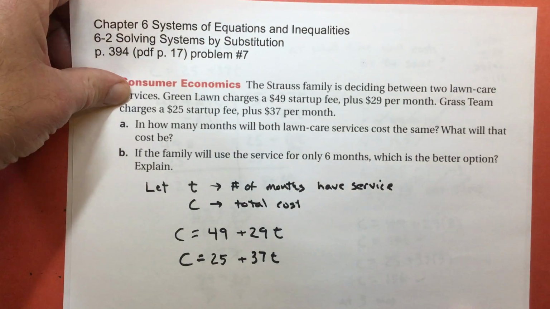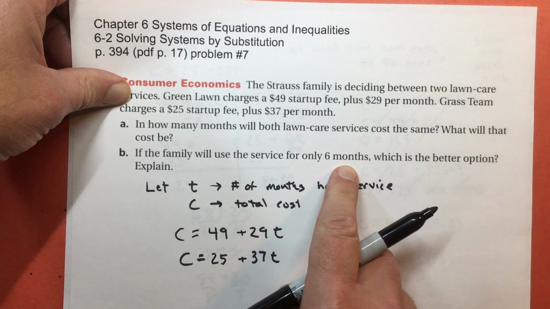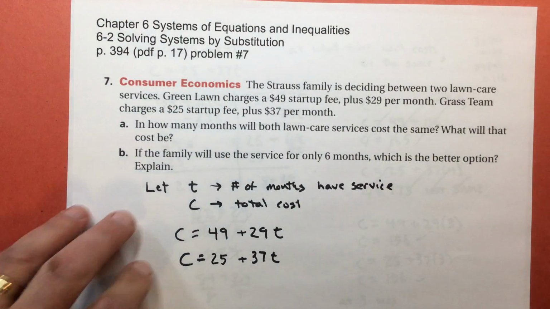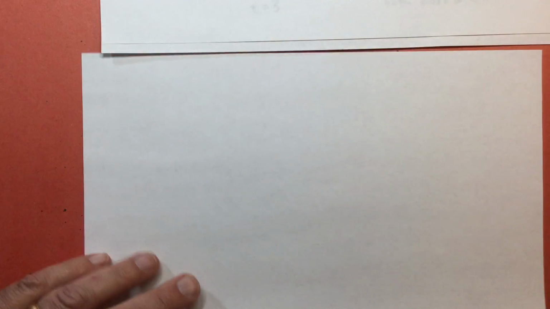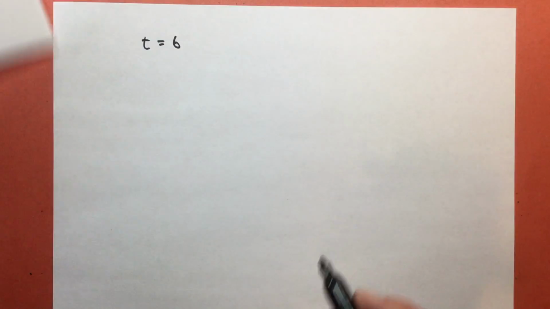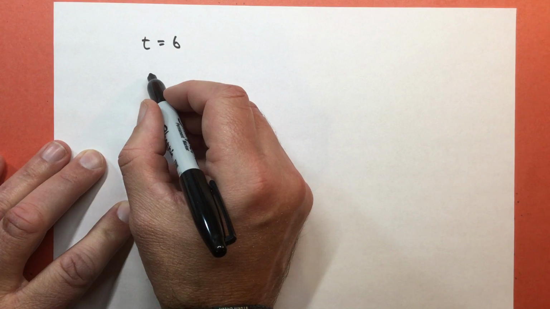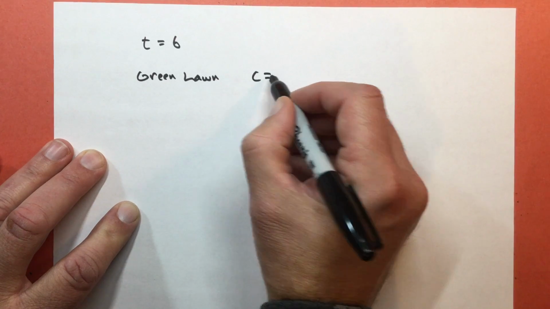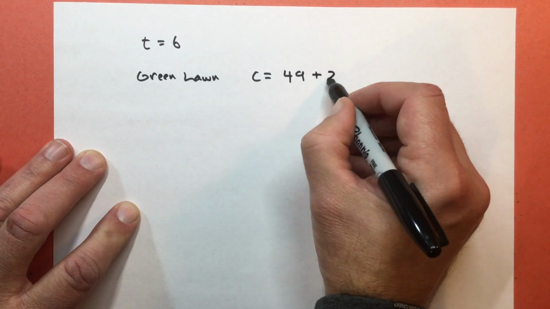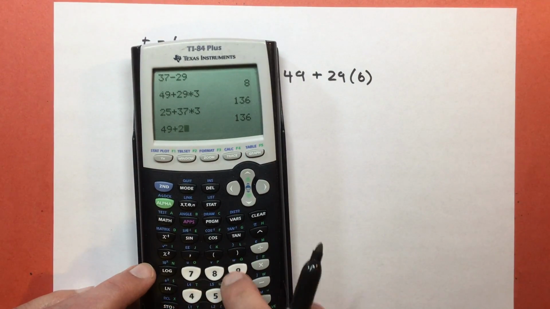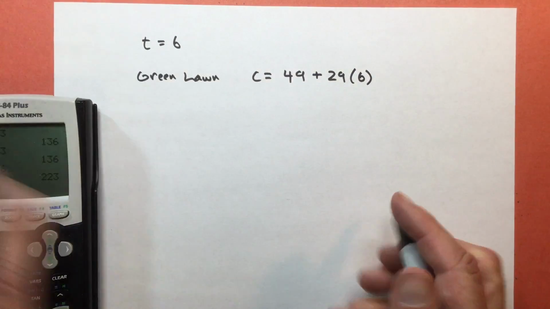Now the other question for this one, part B, says if the family uses the service for only 6 months, which is the better option? So I need another sheet of paper here. So this time, I'm going to say t equals 6 months. So for the first company, which is Greenlawn, the cost is 49 plus 29 times 6, which is $223.